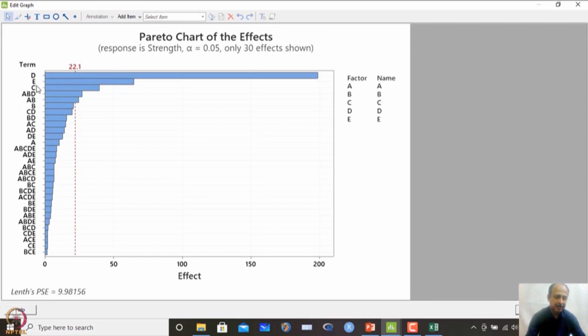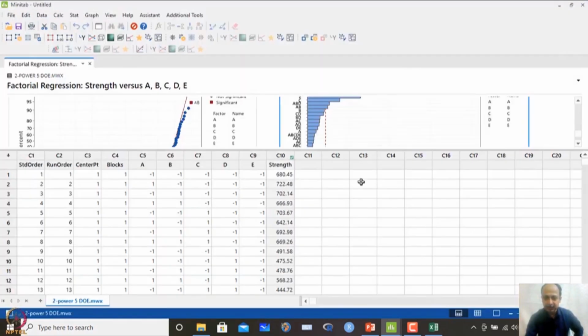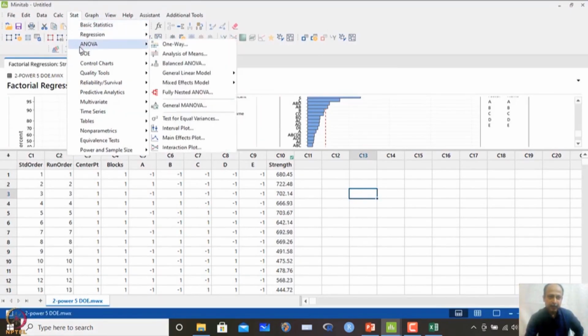only the single factors A, B, C, D, E, and maybe second-level interactions, such as C multiplied by D, or B, C. This needs to be seen. So in this case we will include only second-order interactions, up to second-order interactions.